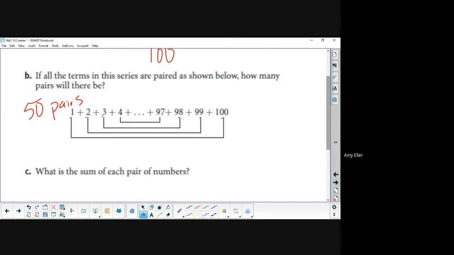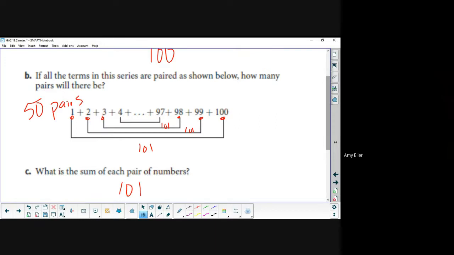What is the sum of each pair? So I'm going to pair 1 and 100. That makes 101. I'm going to pair 2 and 99. That makes 101. I'm going to pair 3 with 98. Does that make 101? Will this continue? Yeah. So what is the sum of each pair? 101.